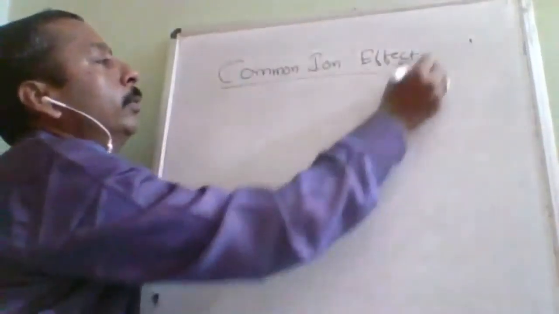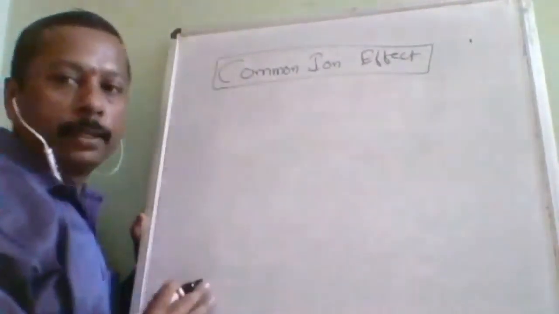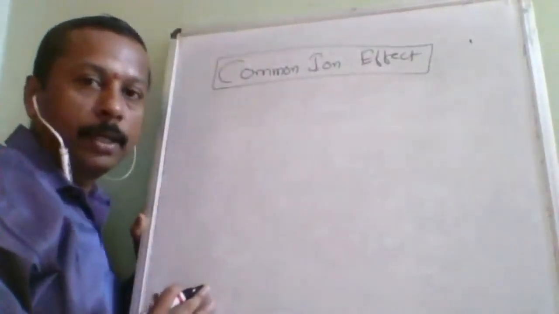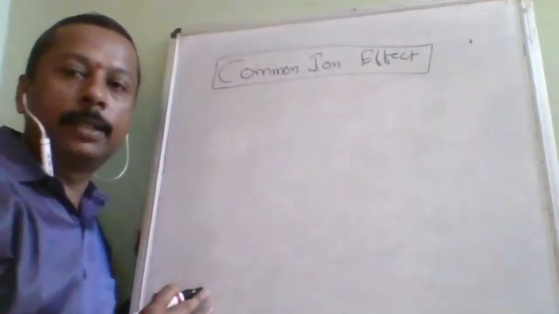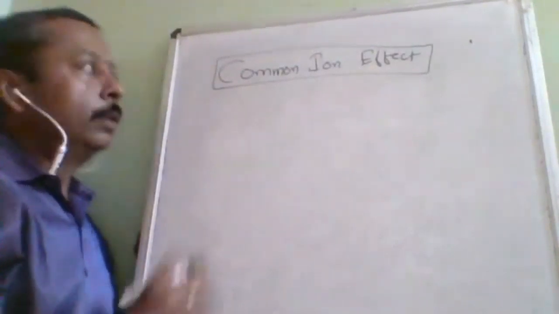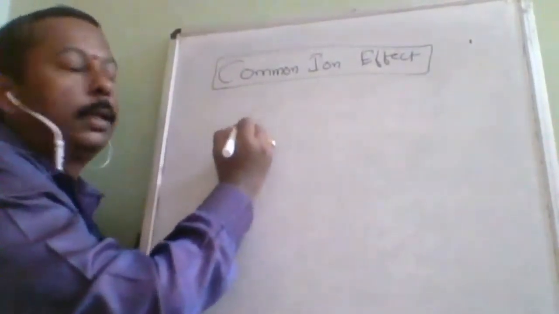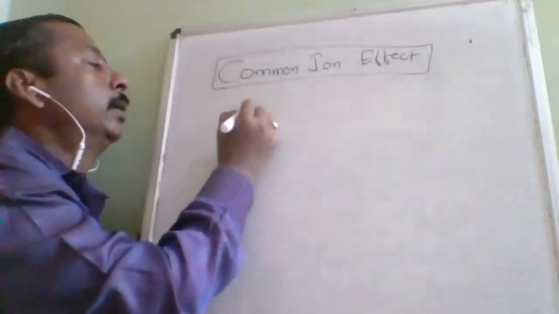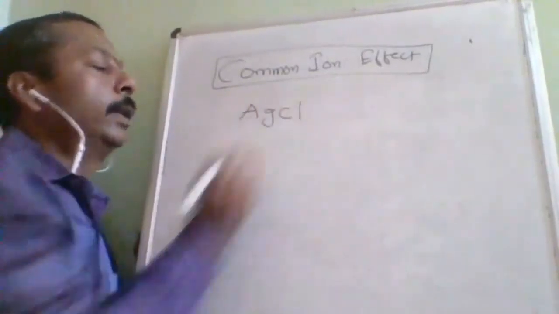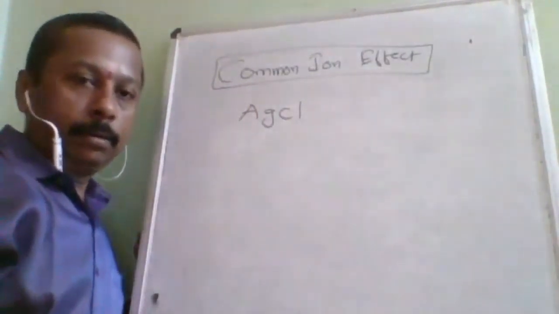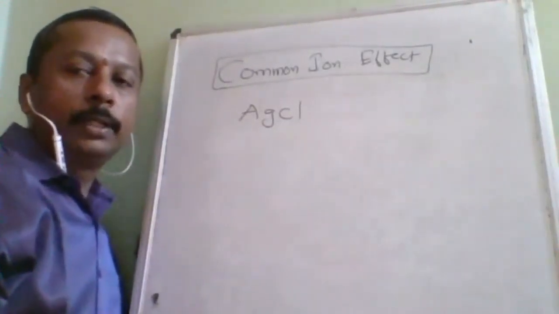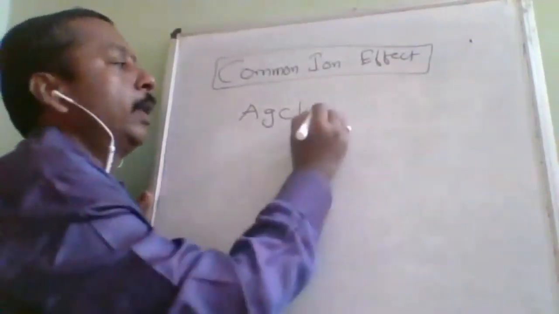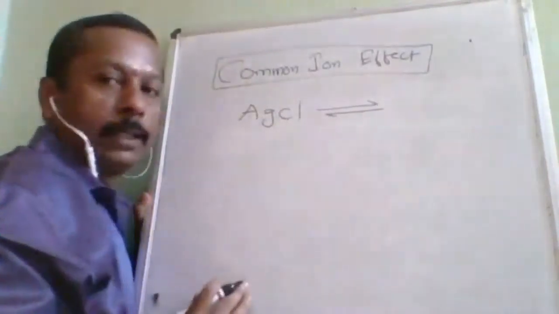Okay, so this is used mostly for the salt, but it is also studied along in the concept of acid base, also weak acid, weak base also. Okay, so common ion effect, let us take AgCl. Basically it is a very sparingly soluble salt. On its own it is unable to dissociate. That's why we put the reversible sign.